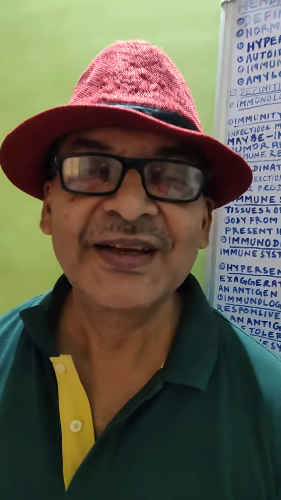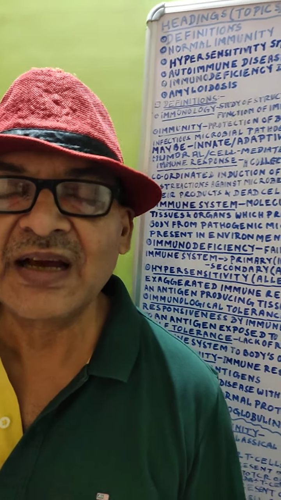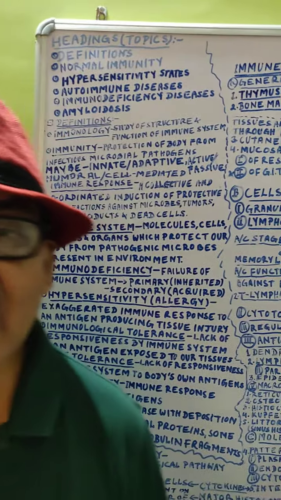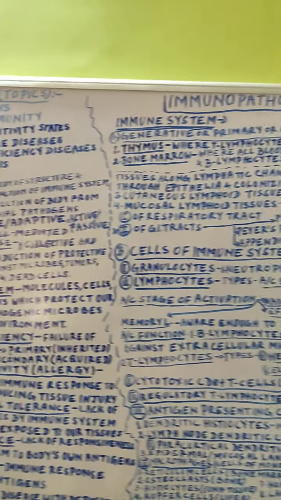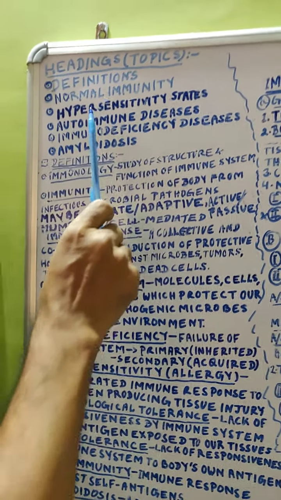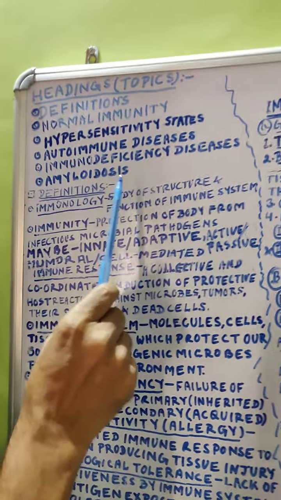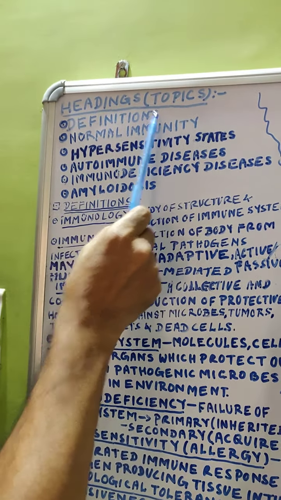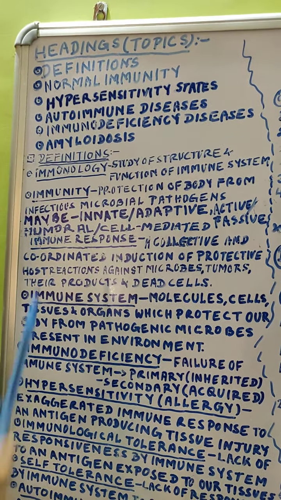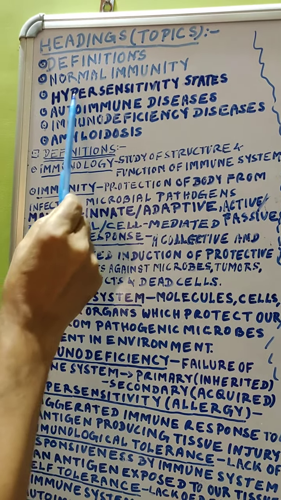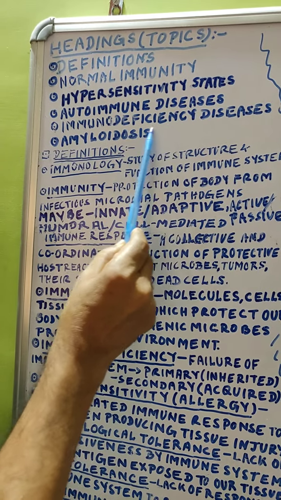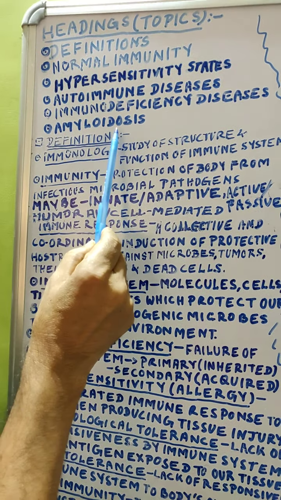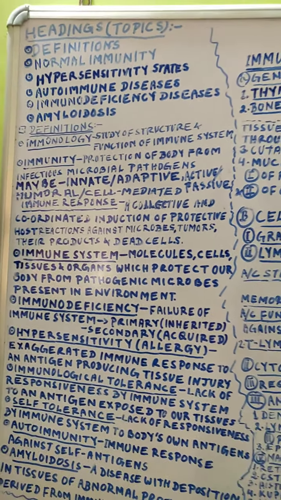Morning, students. Today I am going to resume teaching after a long gap. I will deal with the immunopathology which has been allotted to me. In this, first of all, I would like to tell you the broad topics which I am going to cover. That is, definitions of common terms used in this chapter, normal immunity, hypersensitivity states, autoimmune diseases, immunodeficiency diseases, and amyloidosis. These are the broad chapters.